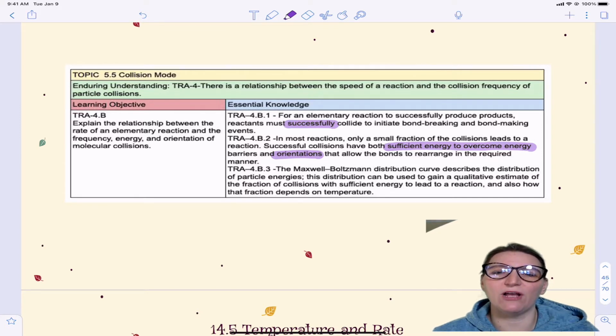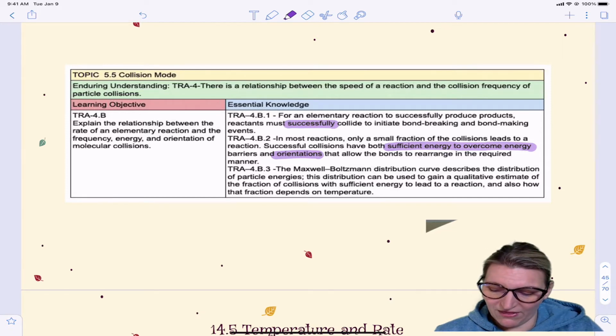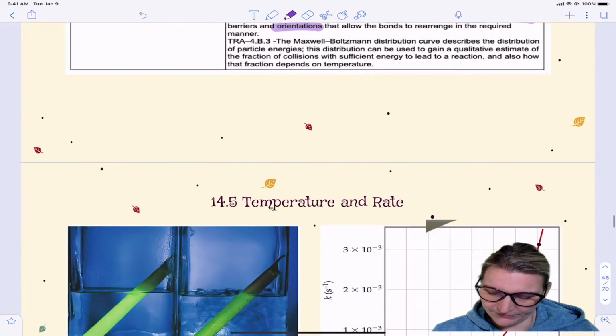So when we talk about why don't all collisions result in a reaction, it would be because they don't have the right orientation, or they're not at enough energy to start the reaction. We will eventually call that activation energy.